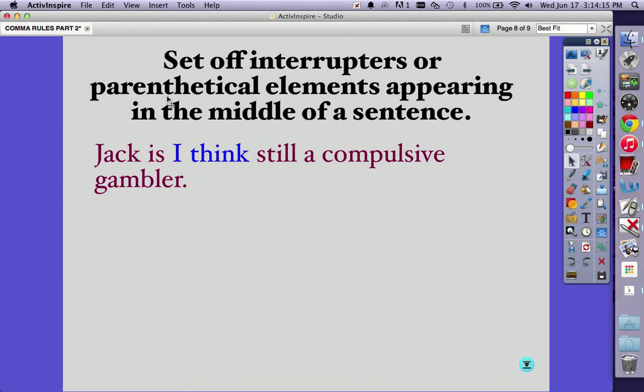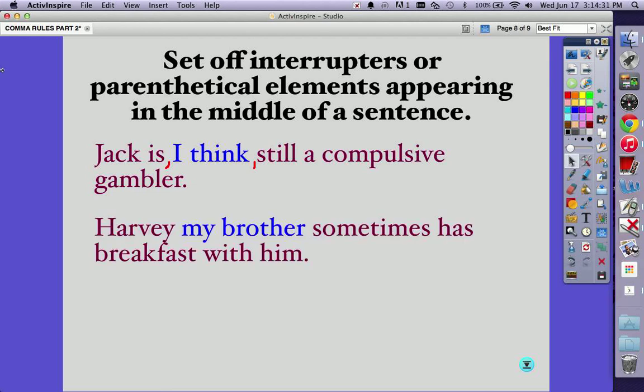If I got rid of the words I think, the sentence would say, Jack is still a compulsive gambler, and it would still make complete sense. So I know I've got to separate that parenthetical element with commas on either side, like so. Second example. Harvey, my brother, sometimes has breakfast with him. In this particular example, the parenthetical is a non-essential element like we talked about in part 1. The sentence makes sense without it. Harvey sometimes has breakfast with him, so I'm going to separate that with commas on either side.